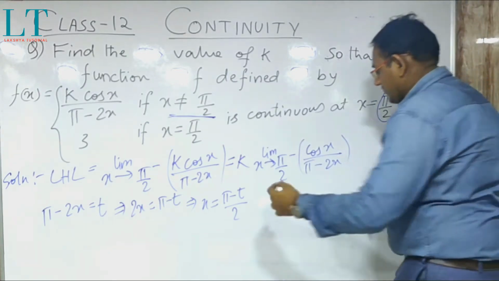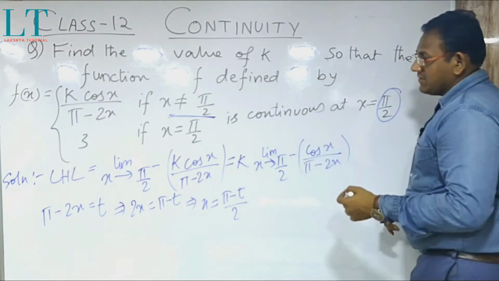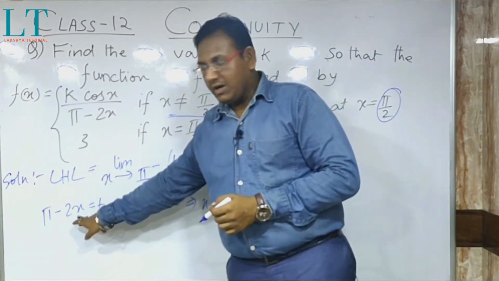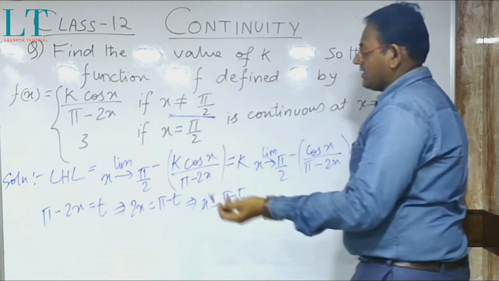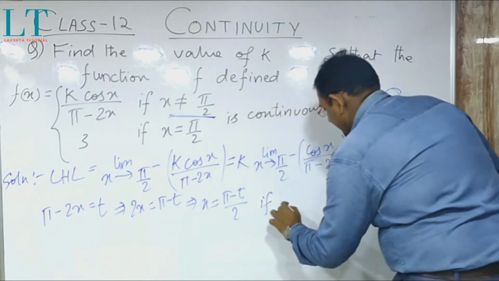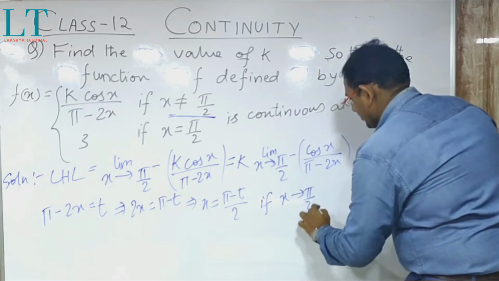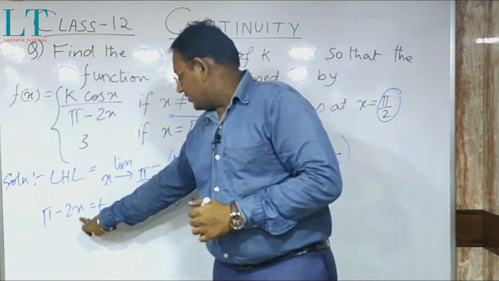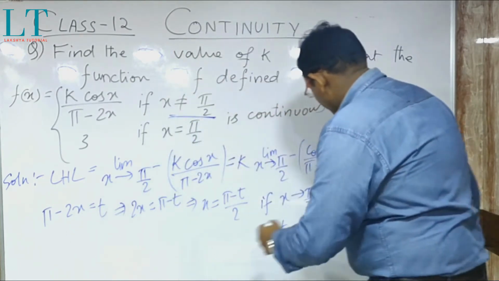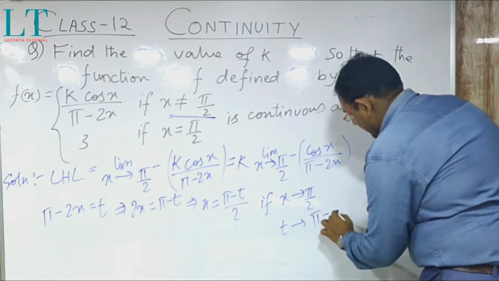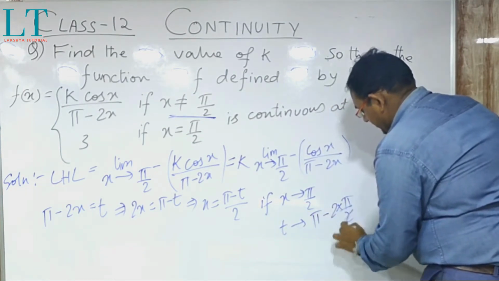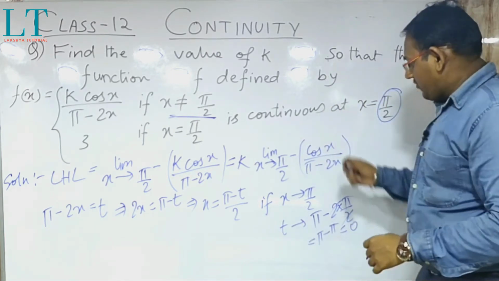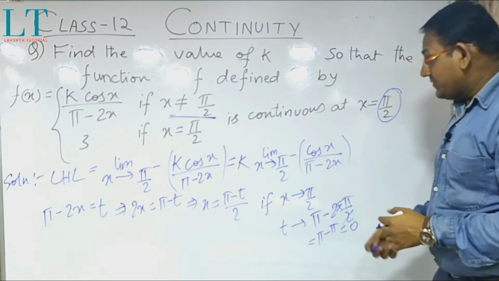Another thing that we need to do is that if we put the value of x as pi by 2, we need to think about t also. So we will write over here, if x tends to pi by 2, then t tends to what? Now let us think. For x equal to pi by 2, the 2 will cancel out. So t will be pi minus 2 into pi by 2. If we cancel this, we are getting pi minus pi, which will become 0. So if x tends to pi by 2, t tends to 0.